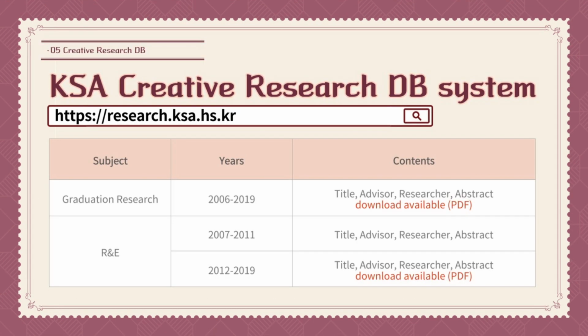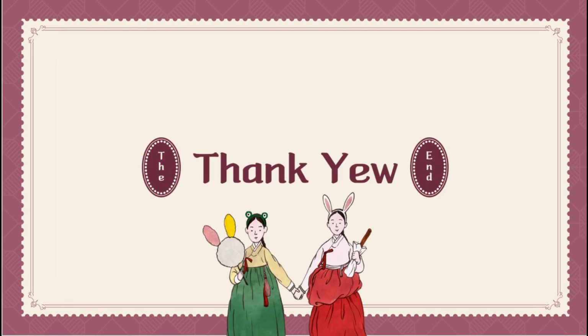Lastly, the creative research database. If you visit this homepage, you can find this database link. For the graduate research, they're available from 2006 until 2019. And it has the title, the professor's name, researchers, and the abstract of the research itself. You can use this as a reference for choosing your research topic or your research field. Thank you.